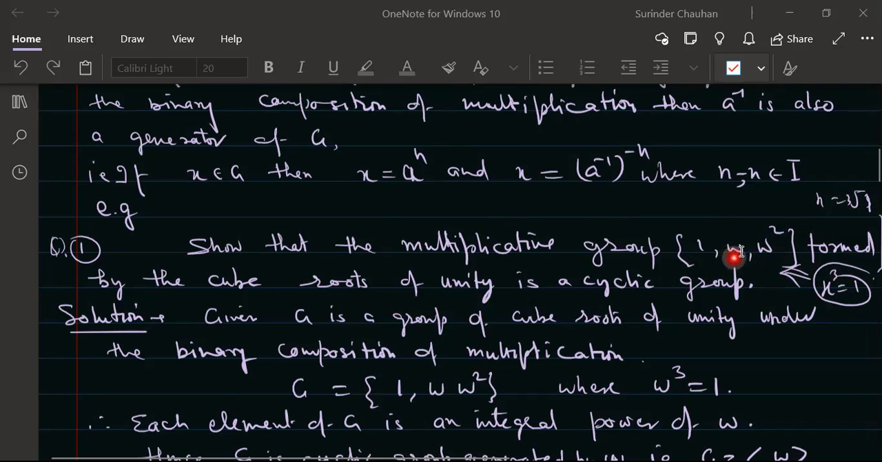You know that the sum of the cube roots of unity is equal to 0, and the product of the cube roots of unity is equal to 1. So we use this property. We have read this in the complex number system.